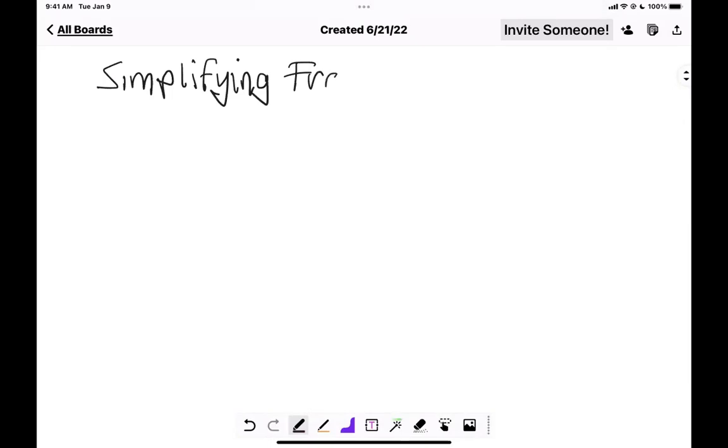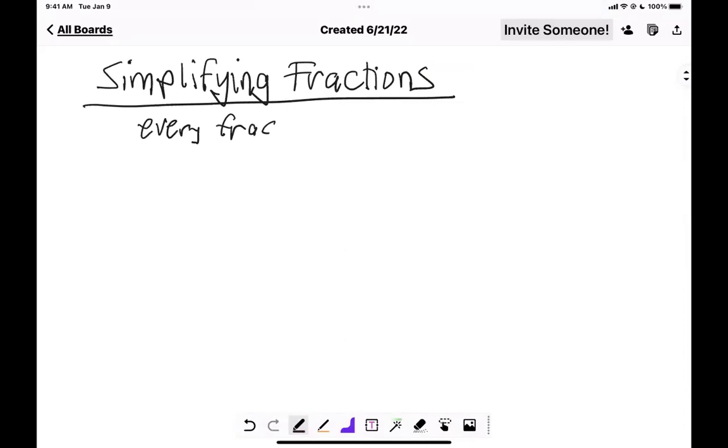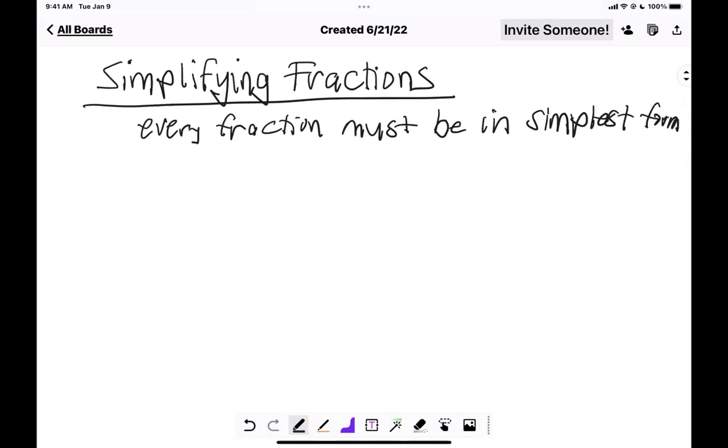Simplifying fractions. Every fraction has to be in simplest form. So every fraction must be in simplest form, which means, okay, let me write that again.